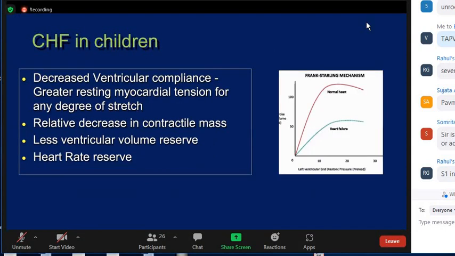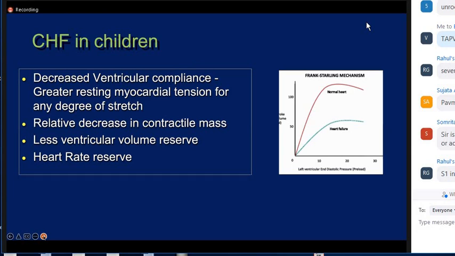So heart failure in children, in the presence of typically a normal preserved ventricular function, or in the presence of left to right shunt, there will be reduced ventricular compliance over a period of time due to myocardial tension. So your sarcomeres will stretch to some extent. If you go on putting preload on the ventricle, it will stretch, but beyond a point it will not stretch. Then they will have heart failure.